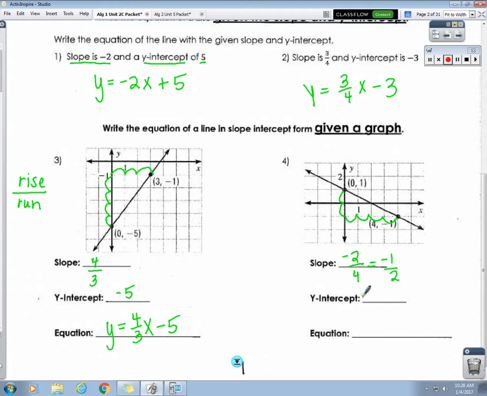Okay, what's the y-intercept of this line? +1. So now that we have the slope and the y-intercept, what does the equation look like? Right, don't forget your x beside your m and then +1. Okay, now turn to the next page and try 5 and 6 by yourself.